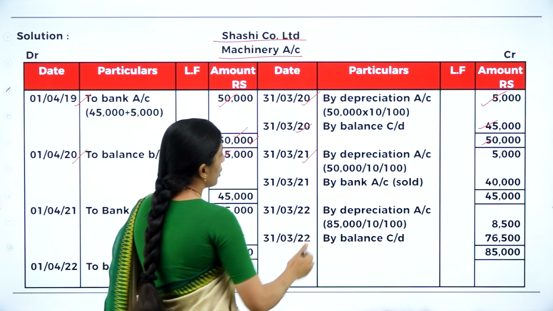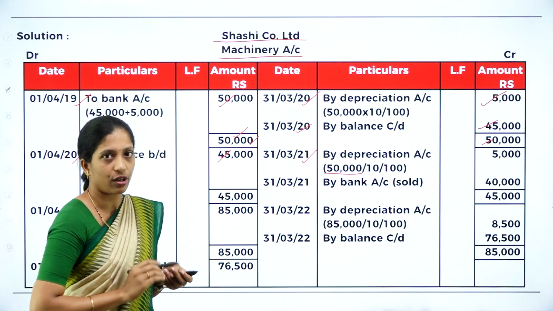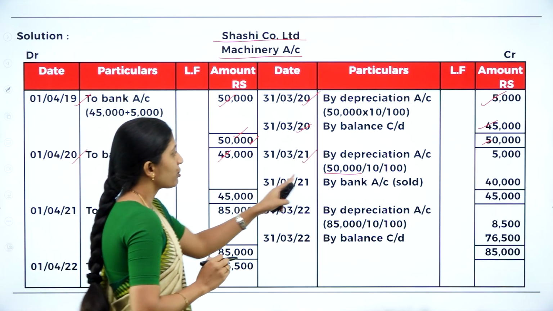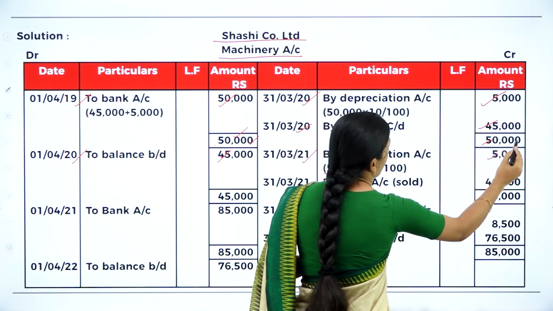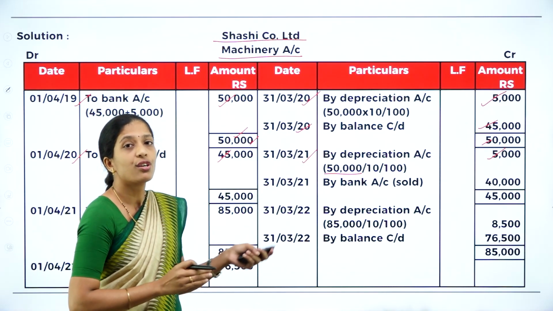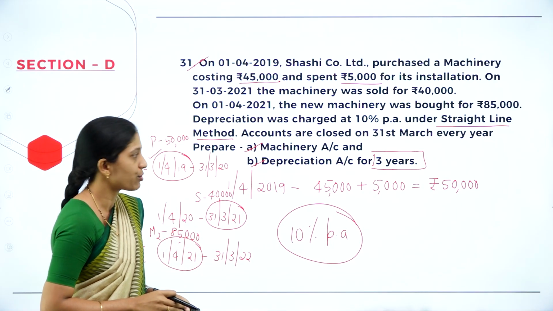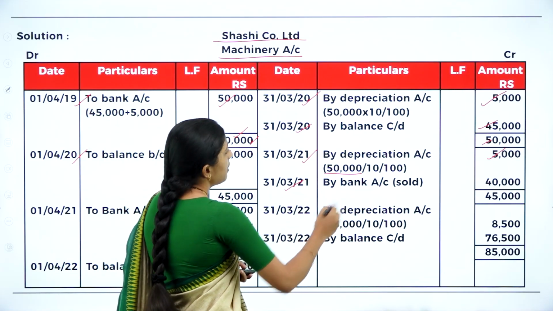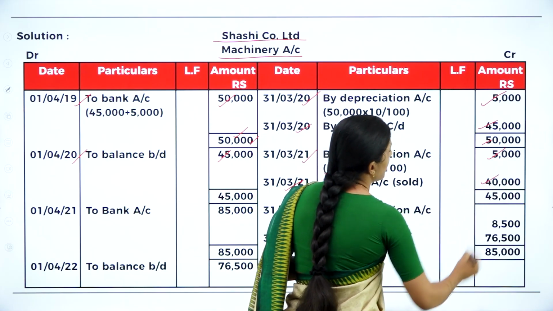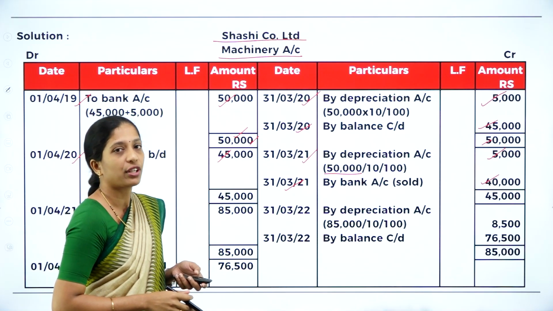So by depreciation account, since it is a straight line method, we'll calculate on the original cost value of the machine. So 50,000 into 10%, it is 5,000. Then what had happened? You have to record the entry for machine sold. So at what price we sold the machine? For 40,000. So 31st/3/21 by bank account sold. How much? 40,000.